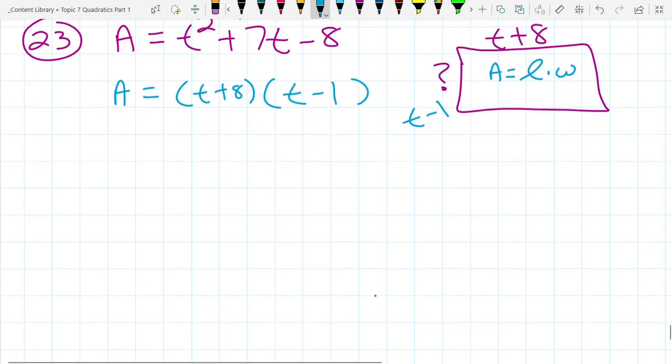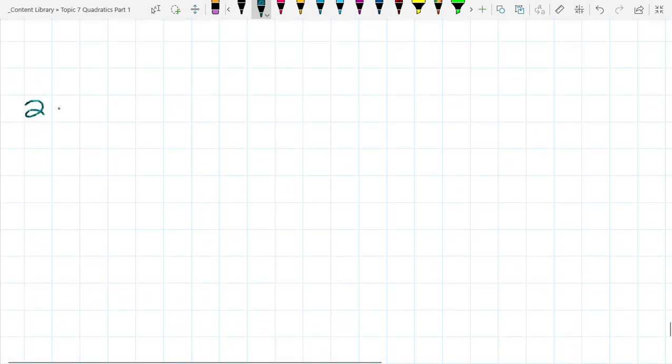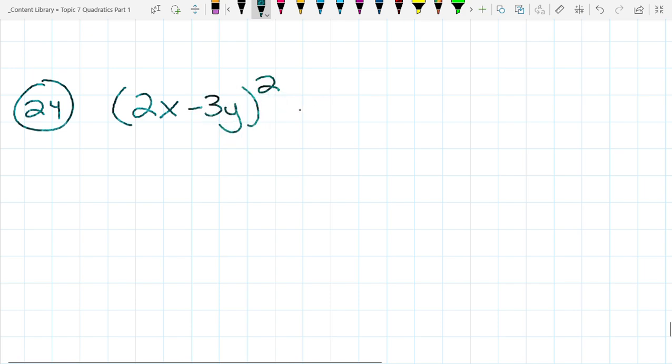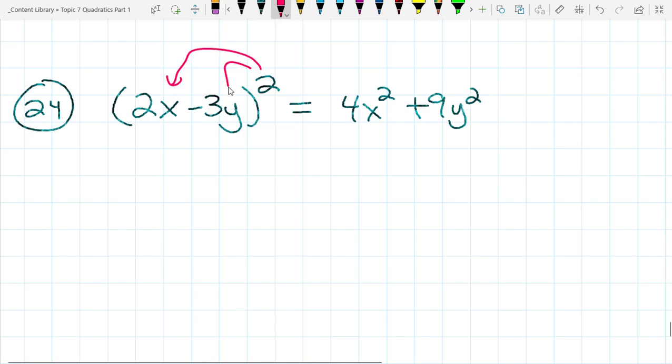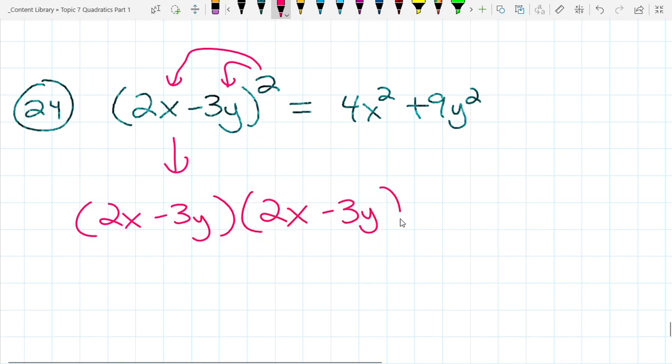And finally, 24. This goes back to the first page of the study guide. That's why I put it on here twice, because it's always the thing that we struggle with, because we try to go too fast. It says 2x minus 3y squared is equal to 4x squared plus 9y squared. Because this student thinks that all you do is square each of these numbers. But remember, we talked about it. 2x minus 3y squared really means 2x minus 3y times 2x minus 3y.